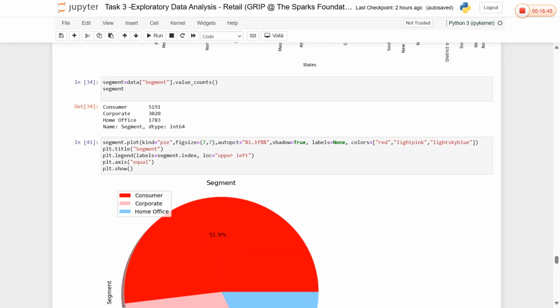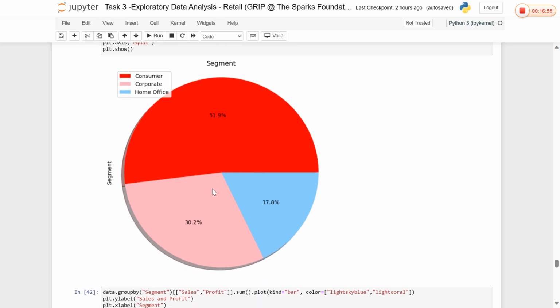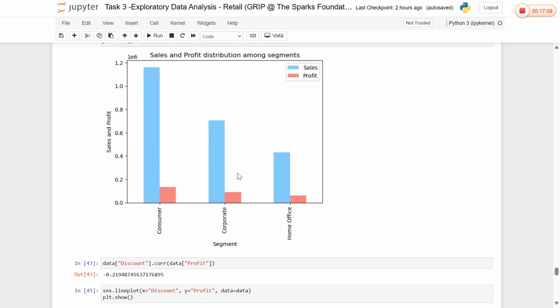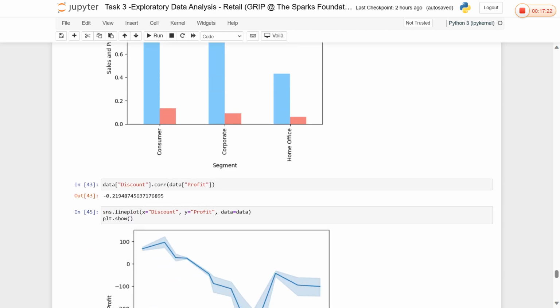Now here we analyze the segment-wise. The sales coming from the consumer is 51.9%, from the corporate 30.2%, and from home office 17.8%. Now we analyze the sales and profit distribution among the segments, the sales and profit for the consumer, corporate, and home office. Profit is low, but the sales is high.